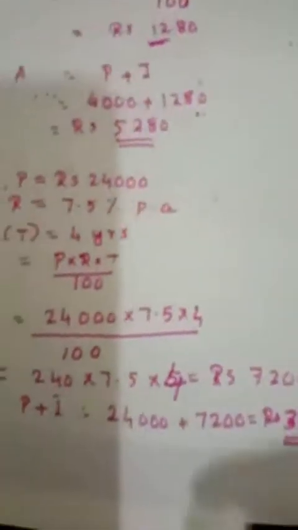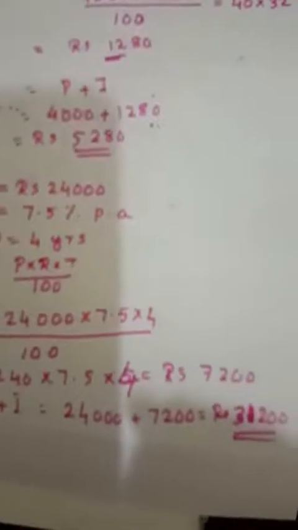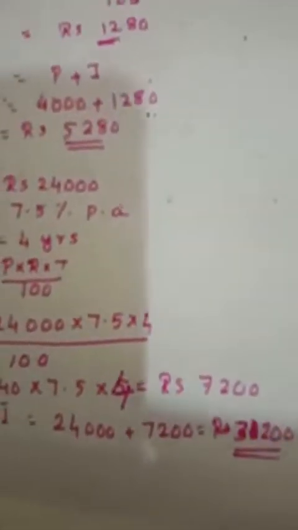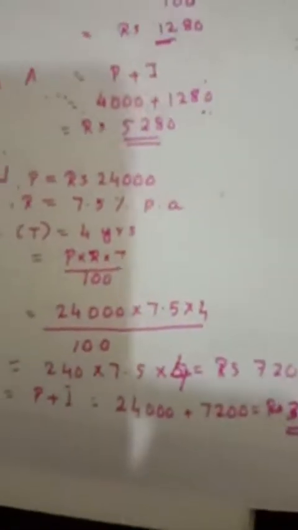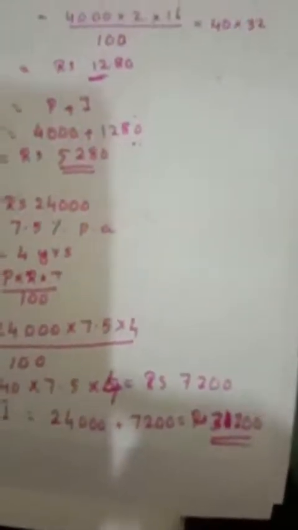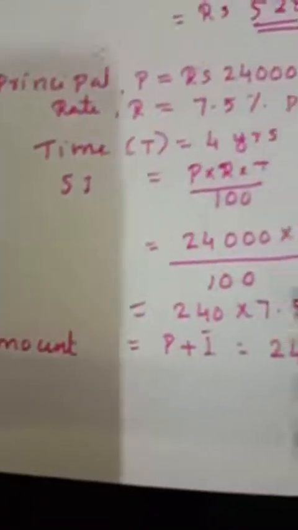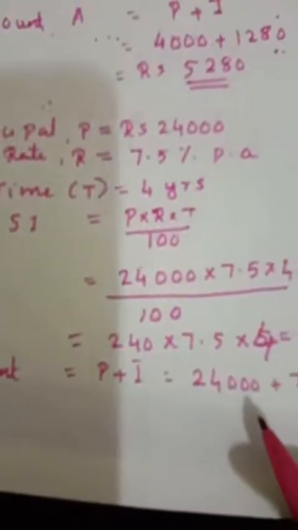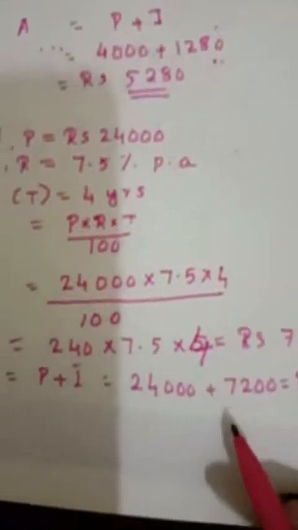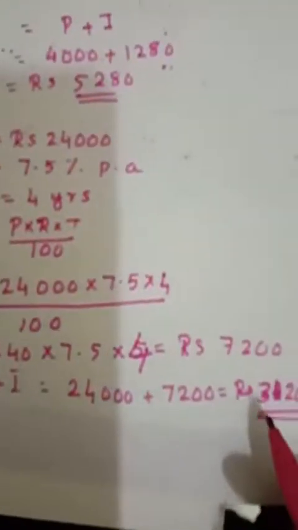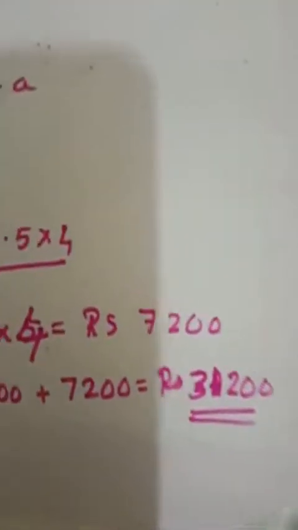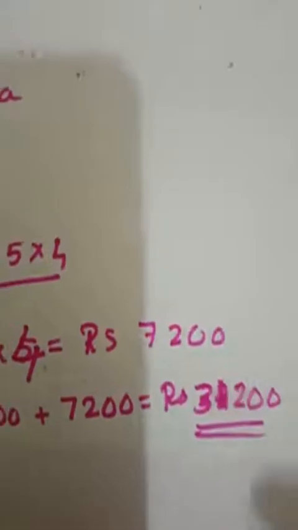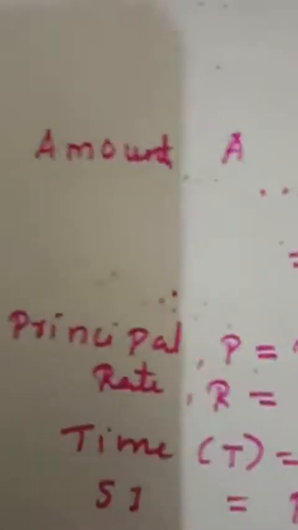Okay, 4. So 7,200 rupees. Now we want to find the amount. Amount is equal to principal plus interest. That is 24,000 is the principal, plus 7,200 is equal to 31,200. Clear? Direct question.